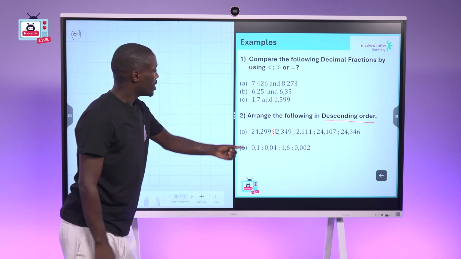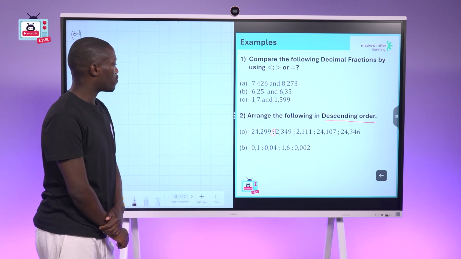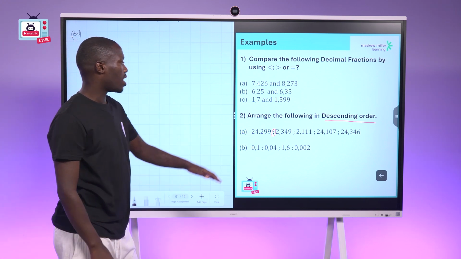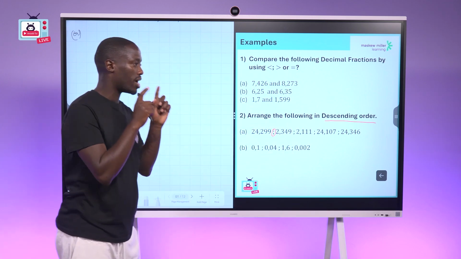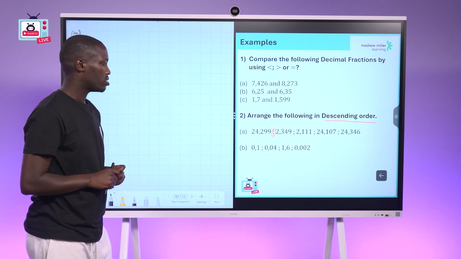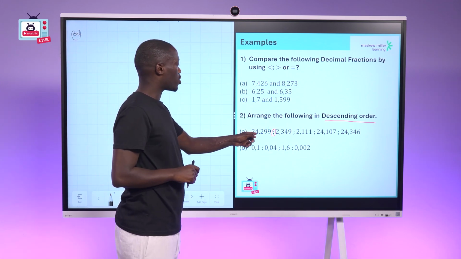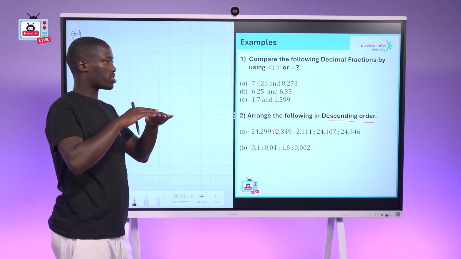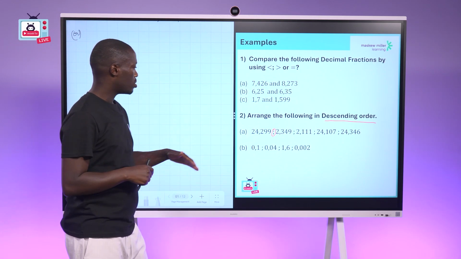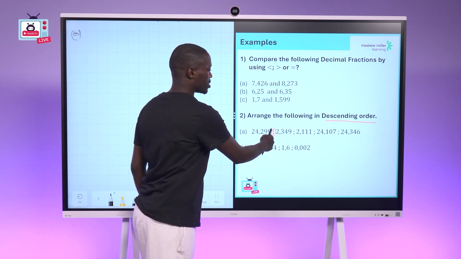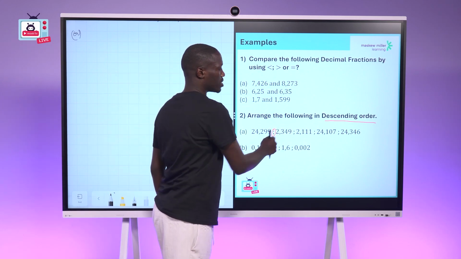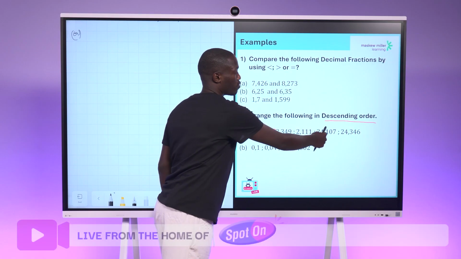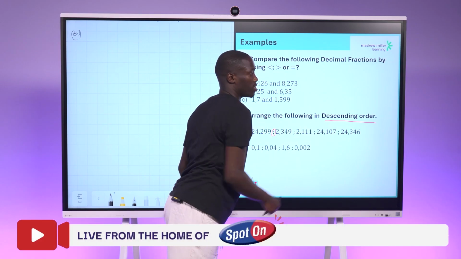Now, here we have 24,299. Now you just compare the numbers by ignoring the comma. Now this is 24,299. Remember, we want to start from the big number going down. So I have 24,000 and something. I have 2,000 and something, 2,000 and something, 24,000 and something, 24,000 and something.